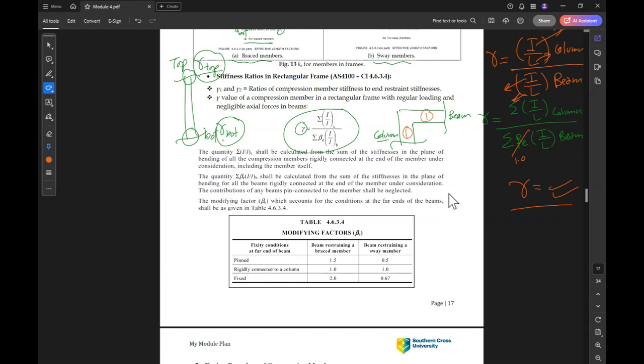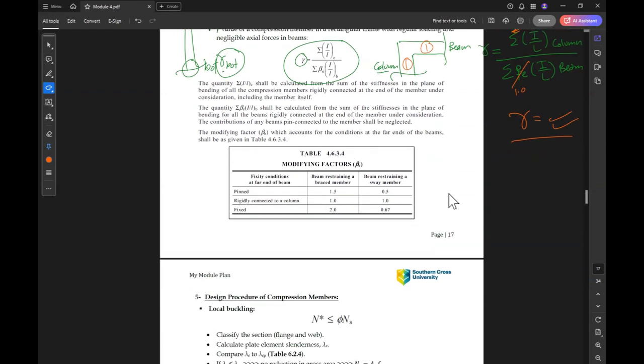Here also, how do we find the value of beta? Beta is equal to 1 in braced or sway frames if the rafter or the beam is rigidly connected to the column. So we can take beta as 1, and for sway also beta as 1.